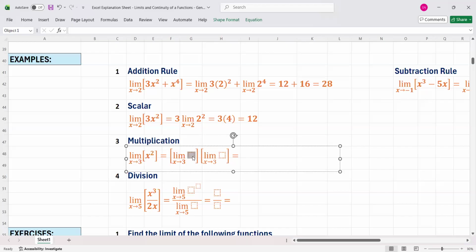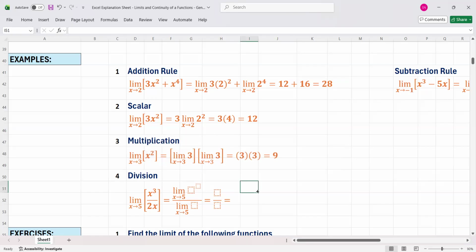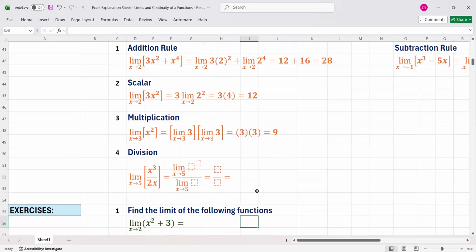So if I break them down into individual x, if I substitute the value 3 here, the limit as x is equal to 3, and the limit as x is also equal to 3 here, you virtually are going to get 3 times 3. And the answer will be equal to 9. That is if you substitute 3 here, and then you square it. Okay, then the last one for the properties.